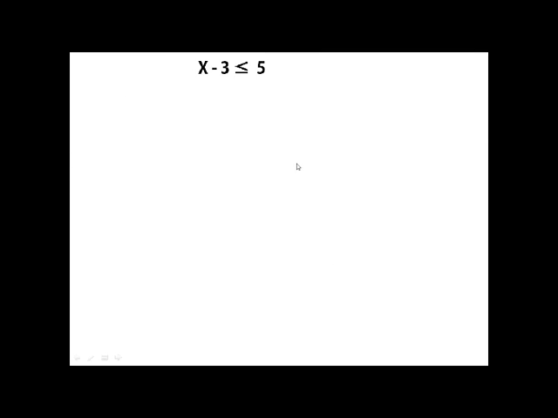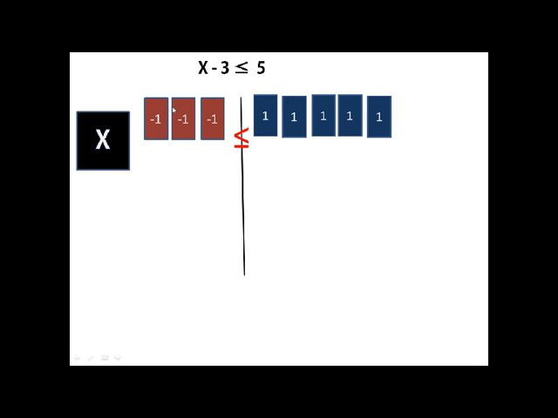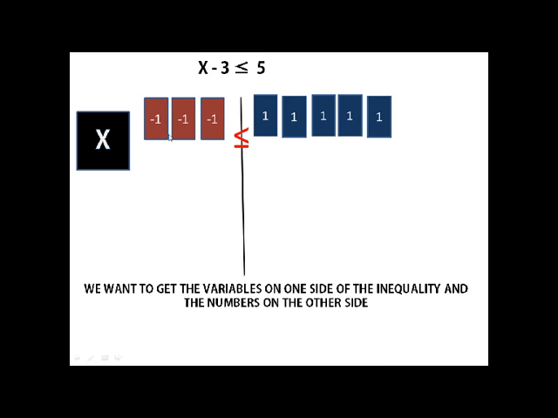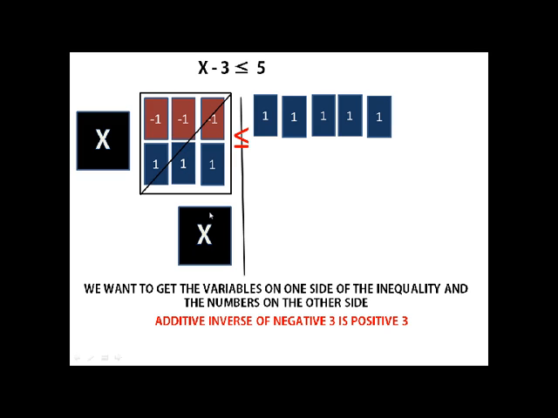Now, let's try to solve this. x minus 3 is less than or equal to 5, right? So we got our minus 3 once again, and we have our positive 5. Now we want to get rid of this negative 3, so we have the x by itself, correct? So then we would just add the additive inverse of negative 3, which is positive 3, correct? And then that cancels out, negative 3 plus 3 is 0. So you would have x plus 0 or just x.